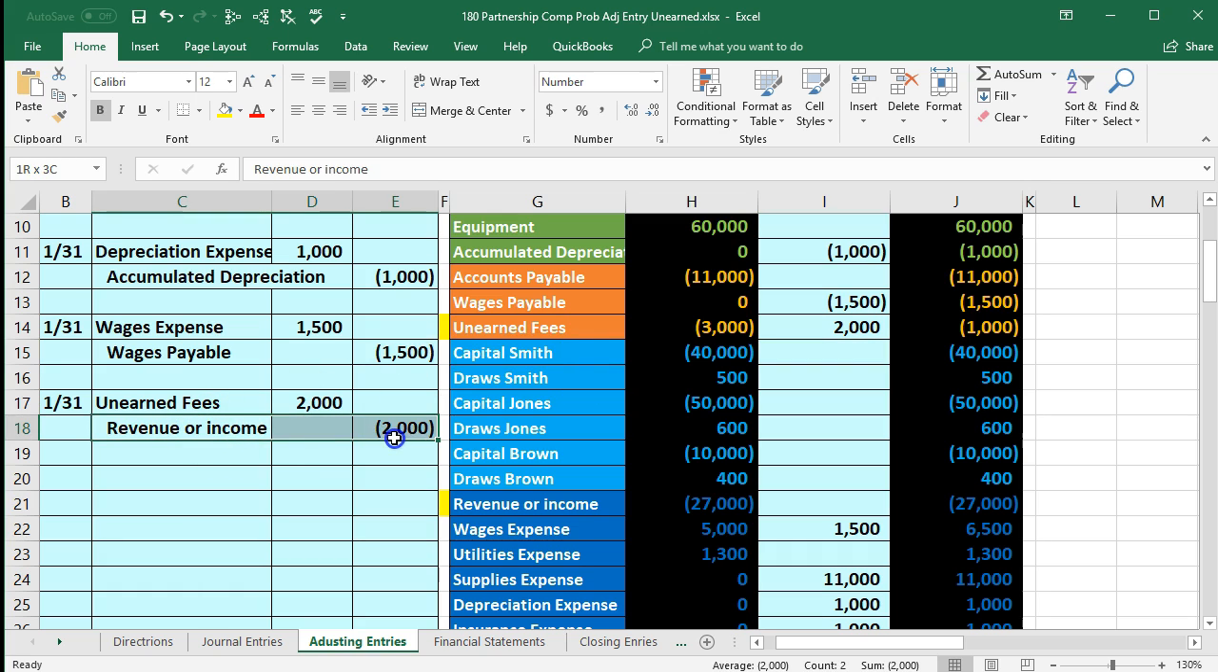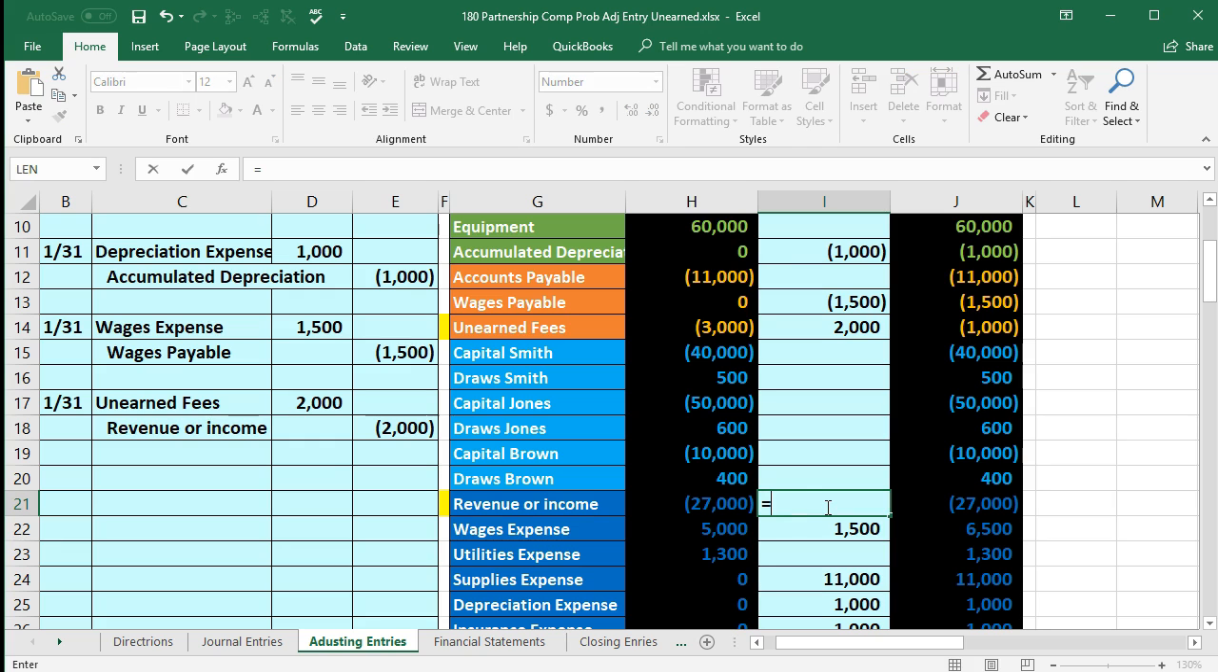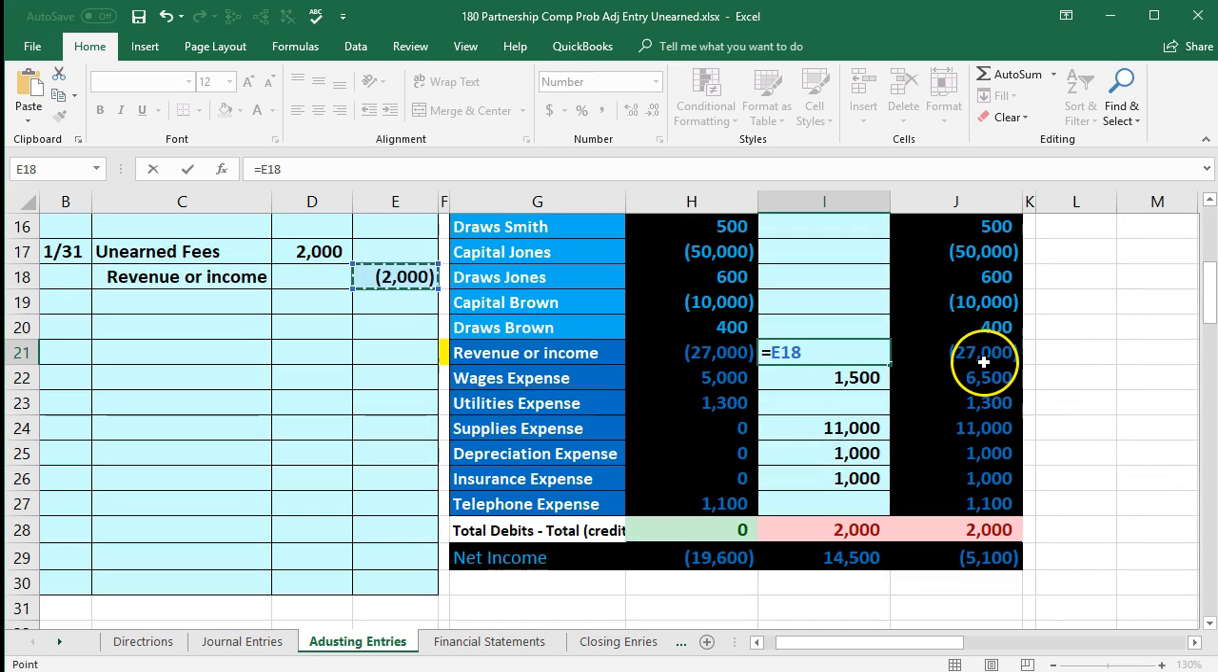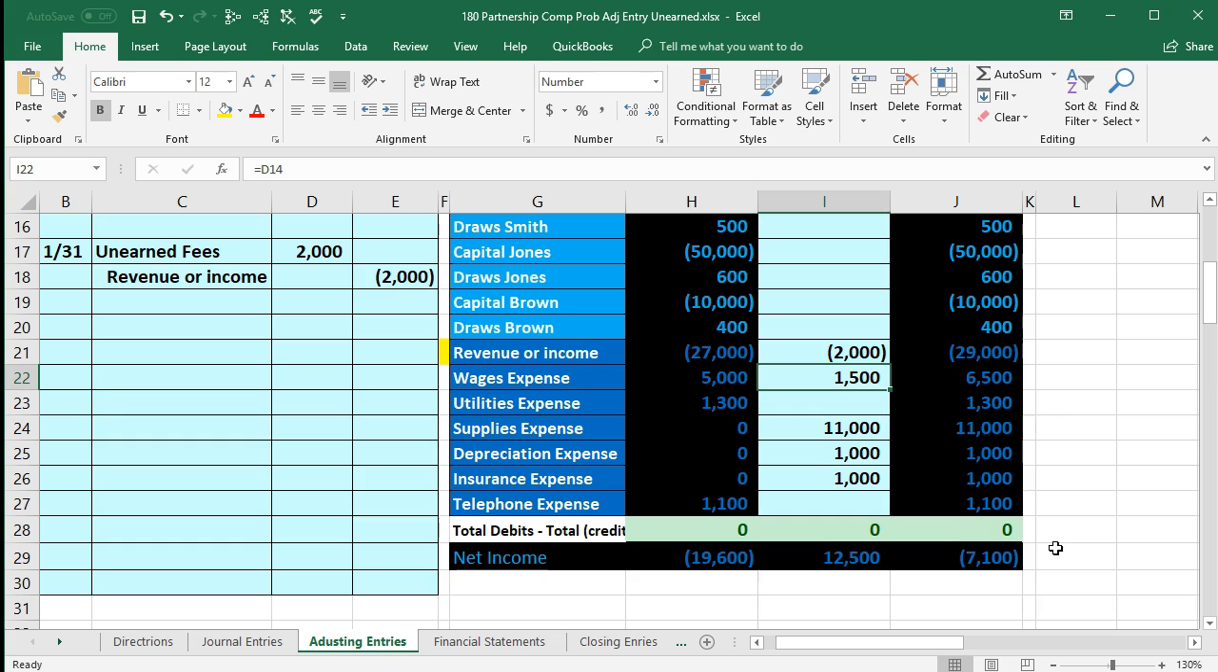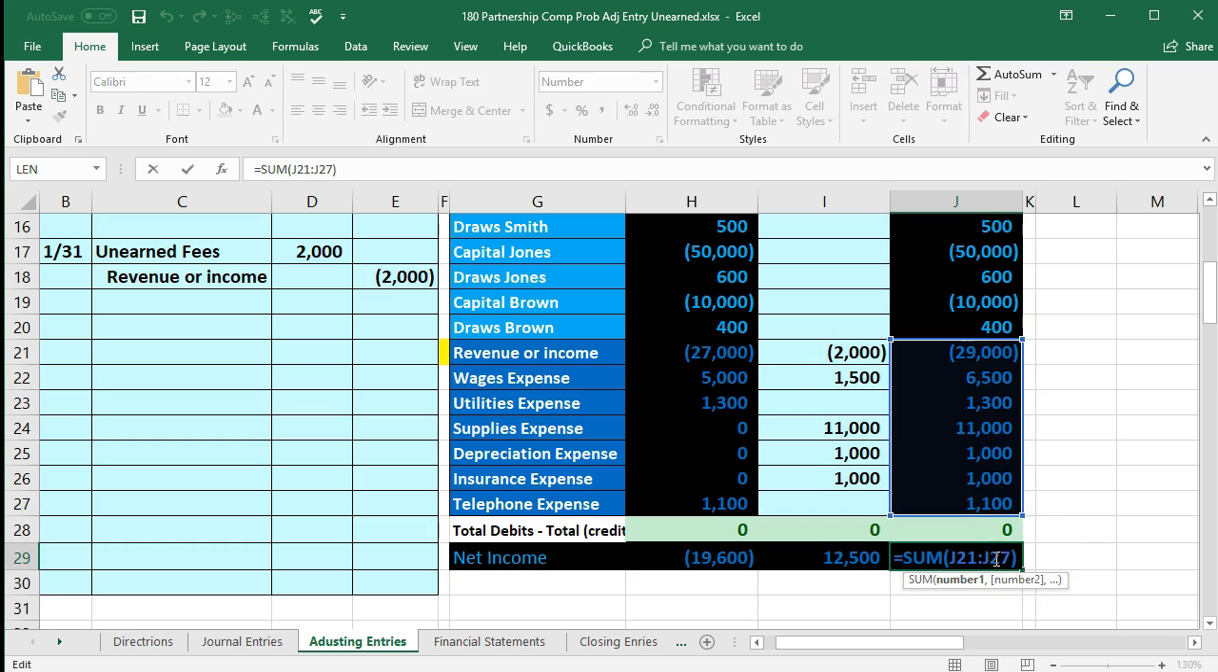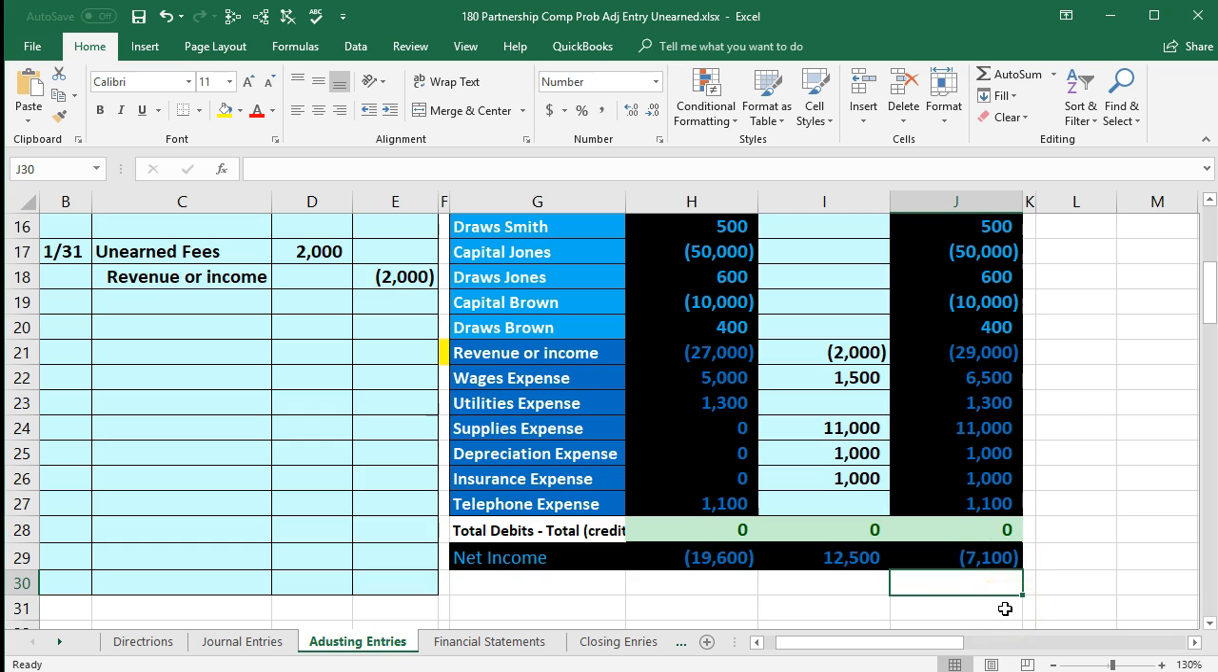And then here's income or revenue on the income statement. We're in the middle column, I-21, where we say equals, point to that 2,000. That's going to bring the balance here in revenue up by 2,000, put us back in balance, and bring net income up by 2,000. So here we got 29,000. Back in balance, net income is 7,100.